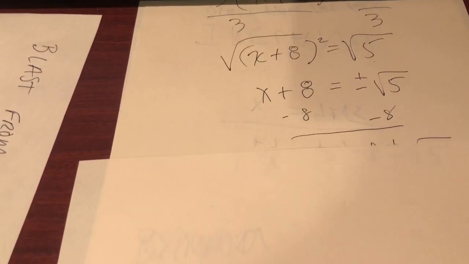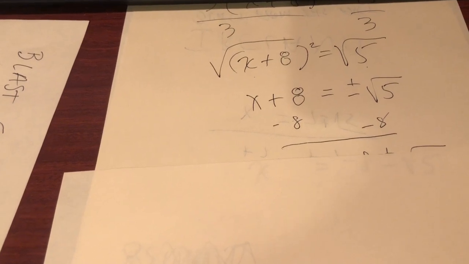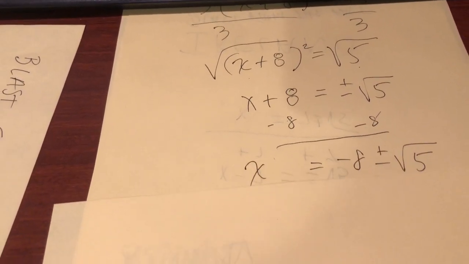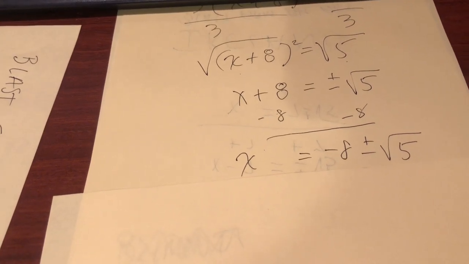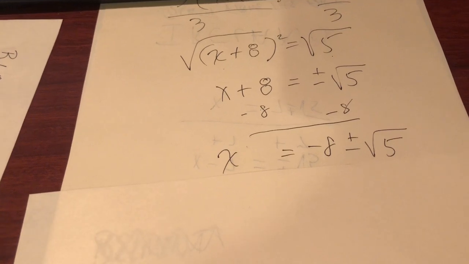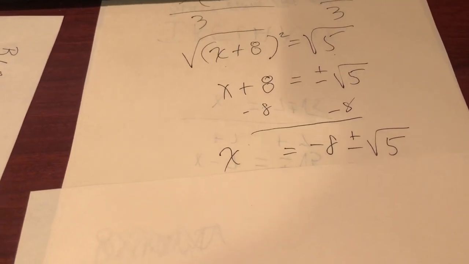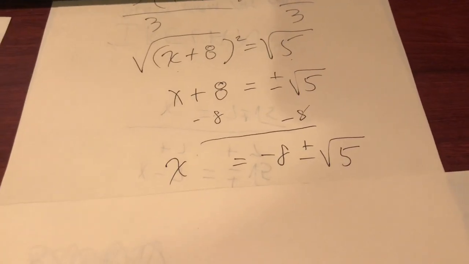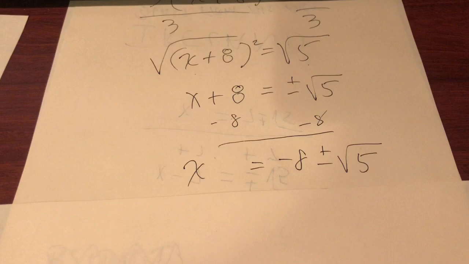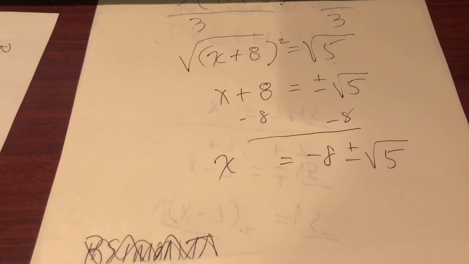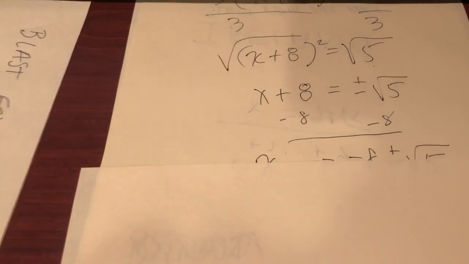Next, we're going to subtract 8 from both sides. Minus 8, minus 8. And again we get two answers: x equals negative 8 plus or minus the square root of 5. These are definitely not like terms because the 5, again, is a prime number. So there's nothing further we can do to simplify that, and that would represent your answer.